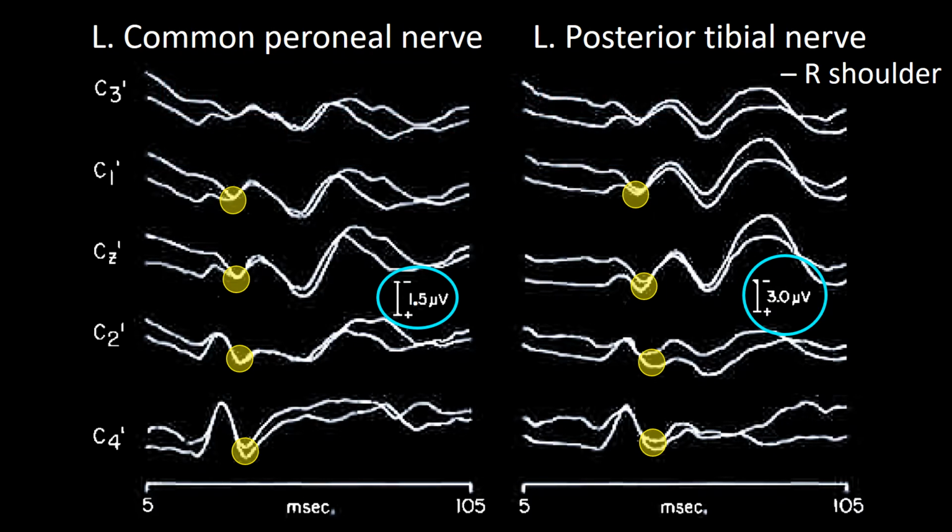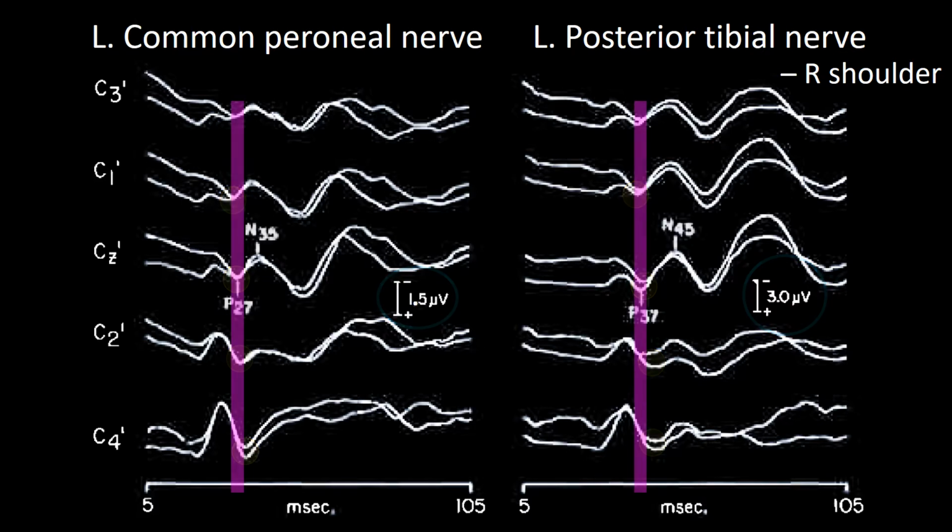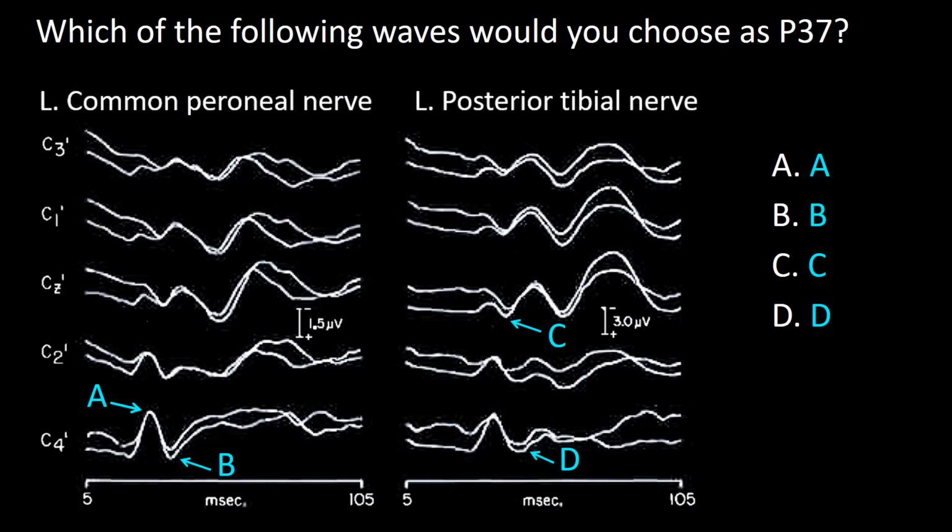Once the first positive scalp wave followed by a robust negative wave is selected, we check timing. Notice that in the left common peroneal nerve study, the main peak occurs at 27 milliseconds after the stimulus, and in the left posterior tibial nerve, the most prominent wave occurs at 37 milliseconds after the stimulus. So the answer to this question is C.